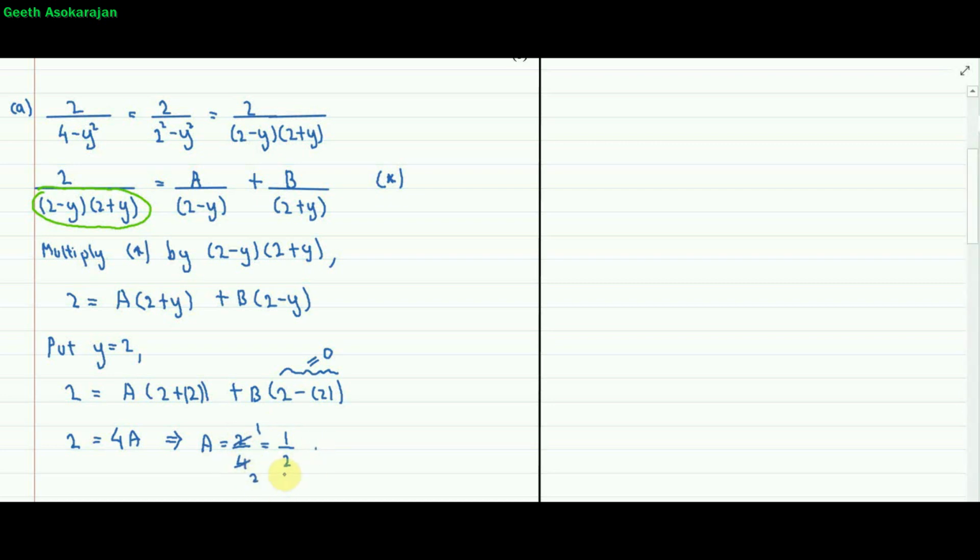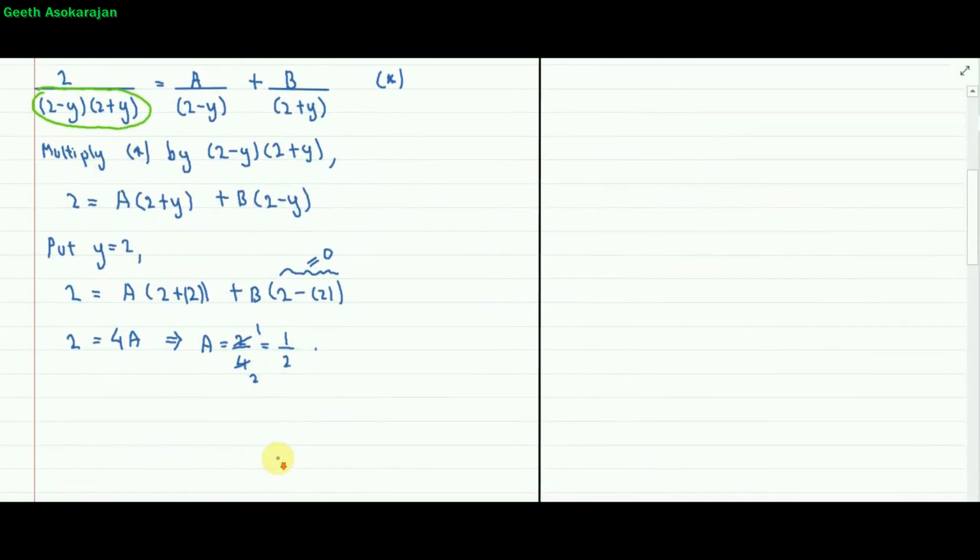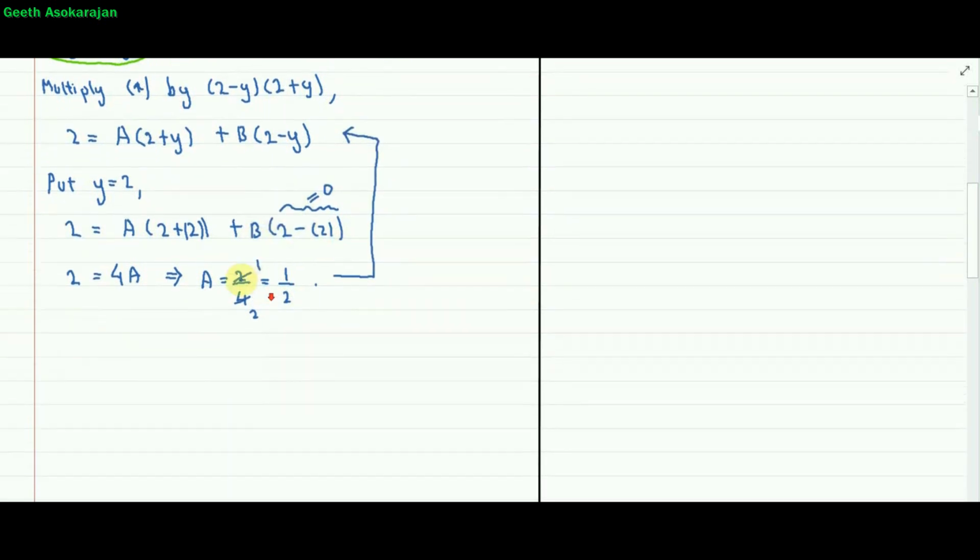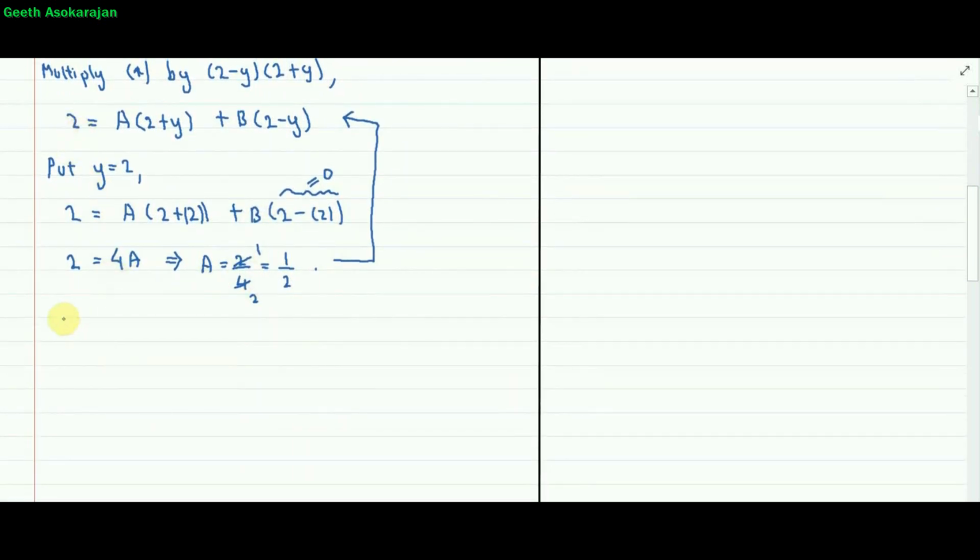So that should be the value of A being half. Now let me replace A by half in this previous equation and see what we're going to get. For the left hand side we have 2, equal to A replaced by half, so half into 2 plus y, plus B into 2 minus y.